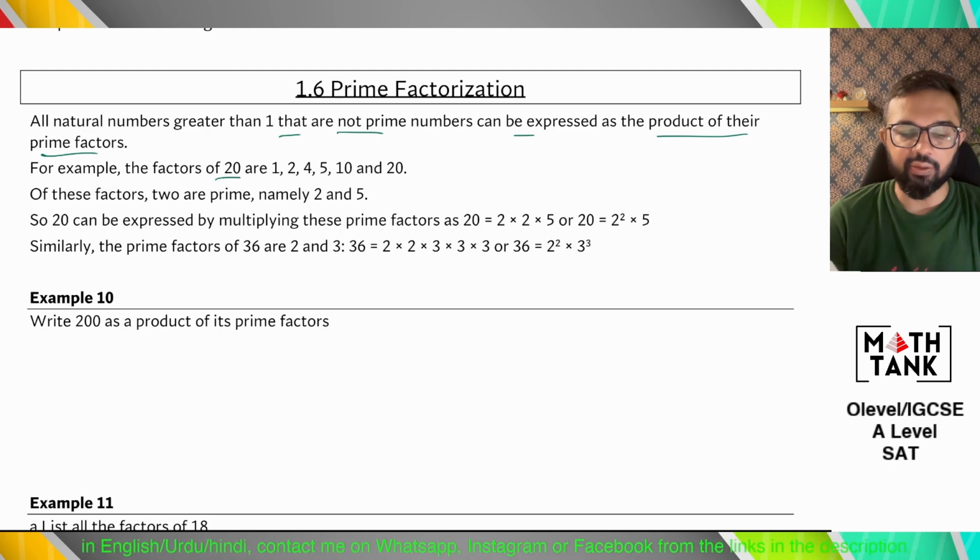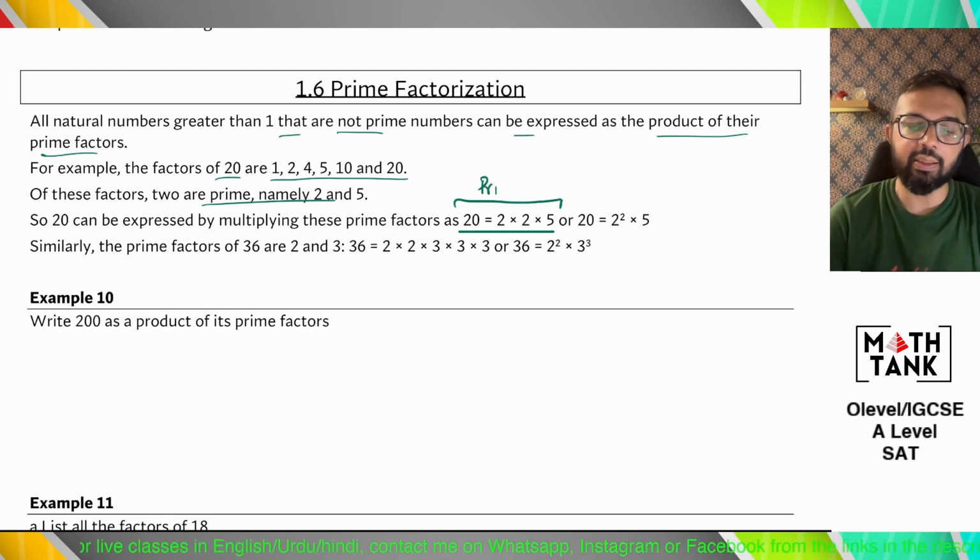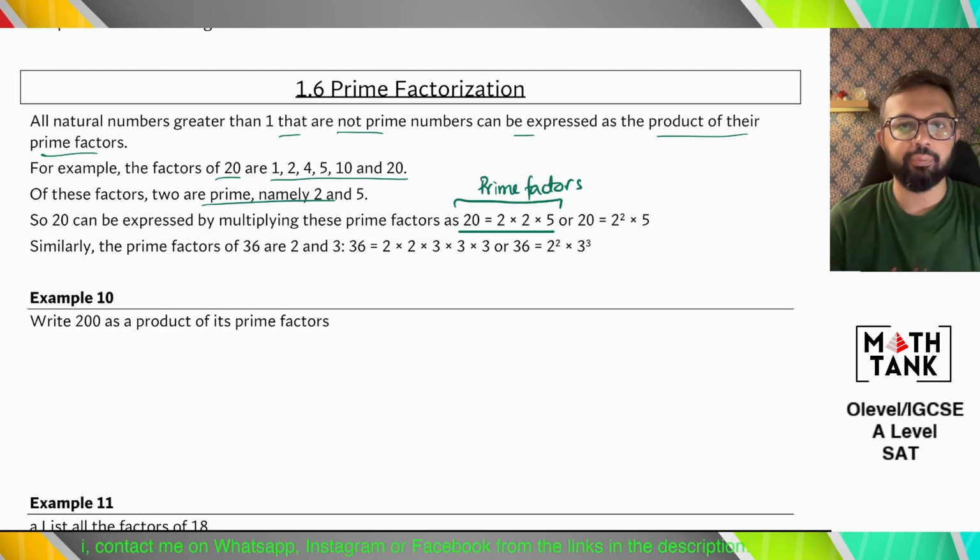For example, the factors of 20 are 1, 2, 4, 5, 10, and 20. Of these factors, only 2 are prime, namely 2 and 5. So 20 can be expressed as 2 times 2 times 5. That's important. 20 has now been expressed as a product of its prime factors. This is called prime factorization.